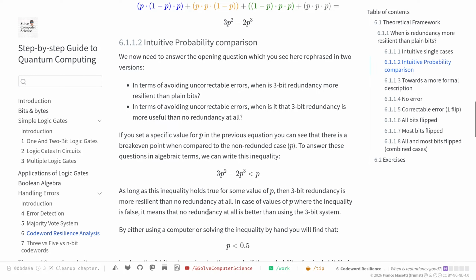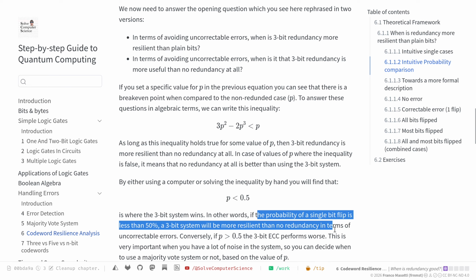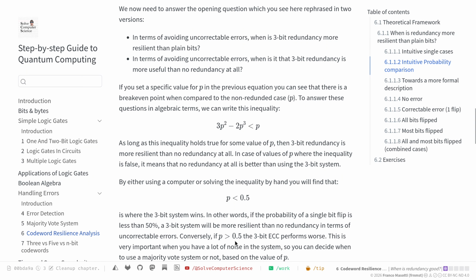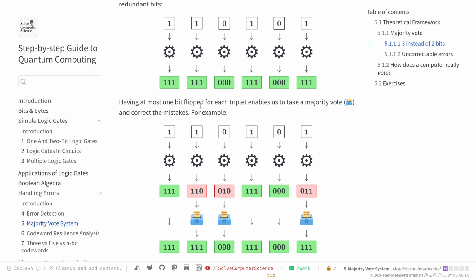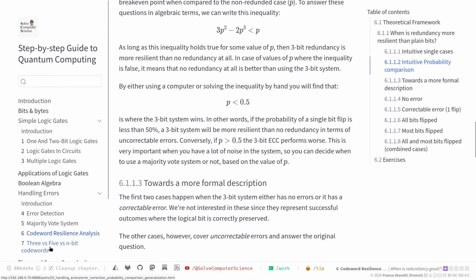This is an inequality which you can solve by hand or by using the computer. And if you solve it, you get p less than 0.5, which means that as long as the probability of a single bit flip is less than 50%, the 3-bit system will be more resilient than no redundancy at all, okay? However, if p is greater than 0.5 or 50%, our 3-bit system will be worse. In the next chapter, when we'll see the 3 versus the 5-bit code words, we are also going to solve a similar equation by hand and also using the computer. Here we skip this, but we're going to do it in the next video, okay?